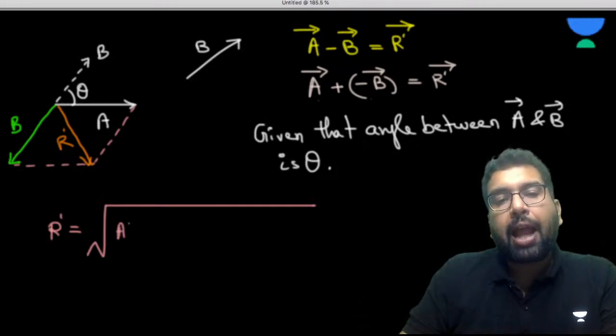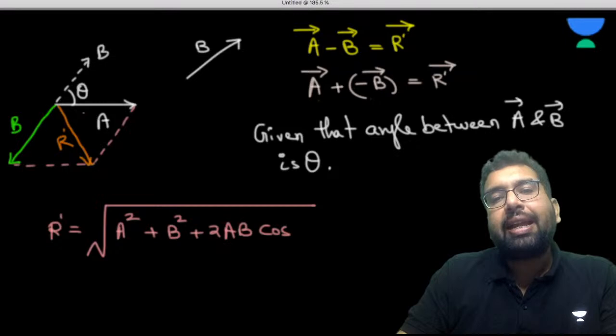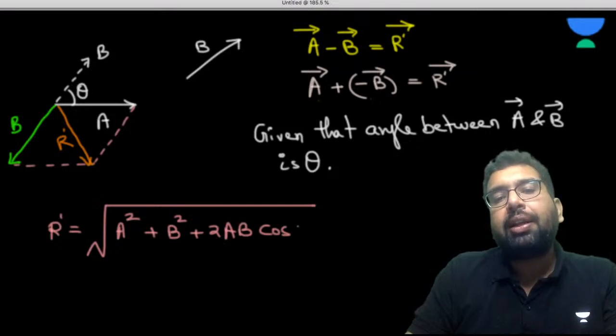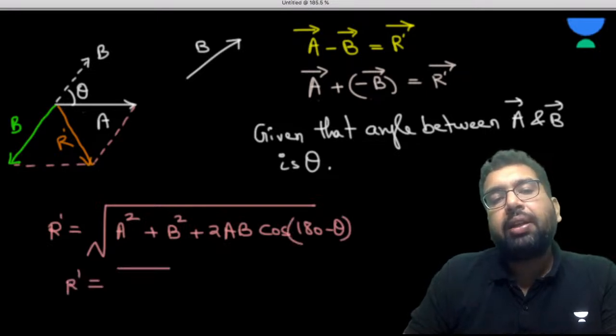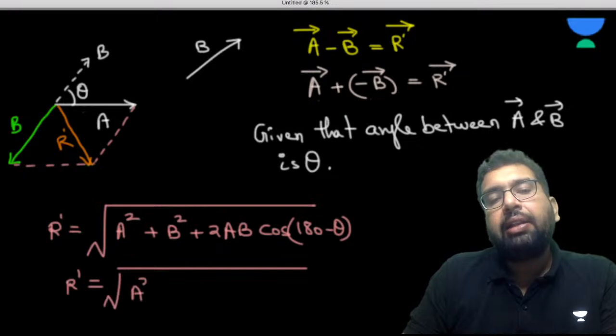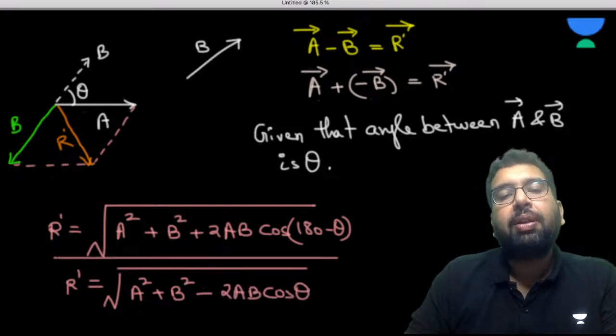So see, magnitude of A squared, magnitude of B squared, plus 2 times magnitude of A, magnitude of B, and the cosine of the angle between the vectors. So what is the angle between A vector and minus of B vector? It is 180 minus theta. So we understand that cos(180 minus theta) is equal to minus cos theta. So this will become the formula.